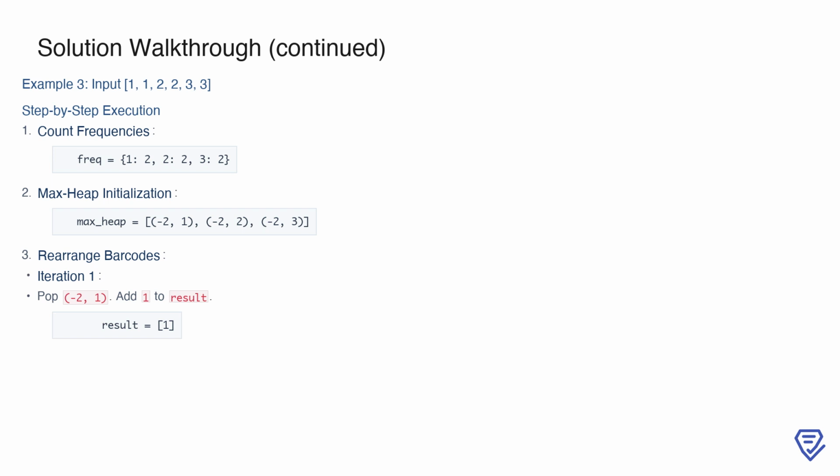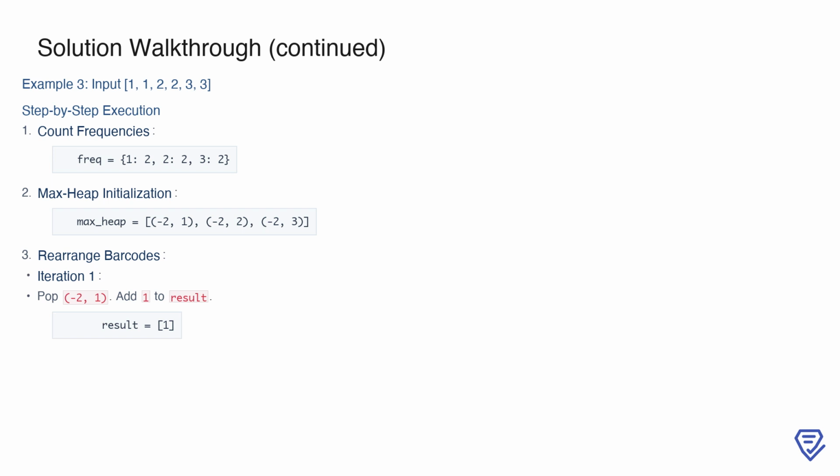For the third example, we take the input 1, 1, 2, 2, 3, 3. After counting the frequencies, we find 1: 2, 2: 2, 3: 2. This leads to a max heap initialization as (-2, 1), (-2, 2), (-2, 3). In the first iteration, we pop (-2, 1) from the heap and add 1 to the result, which starts as [1]. We then update prev_count to -1 and prev_barcode to 1, preparing for the next step.